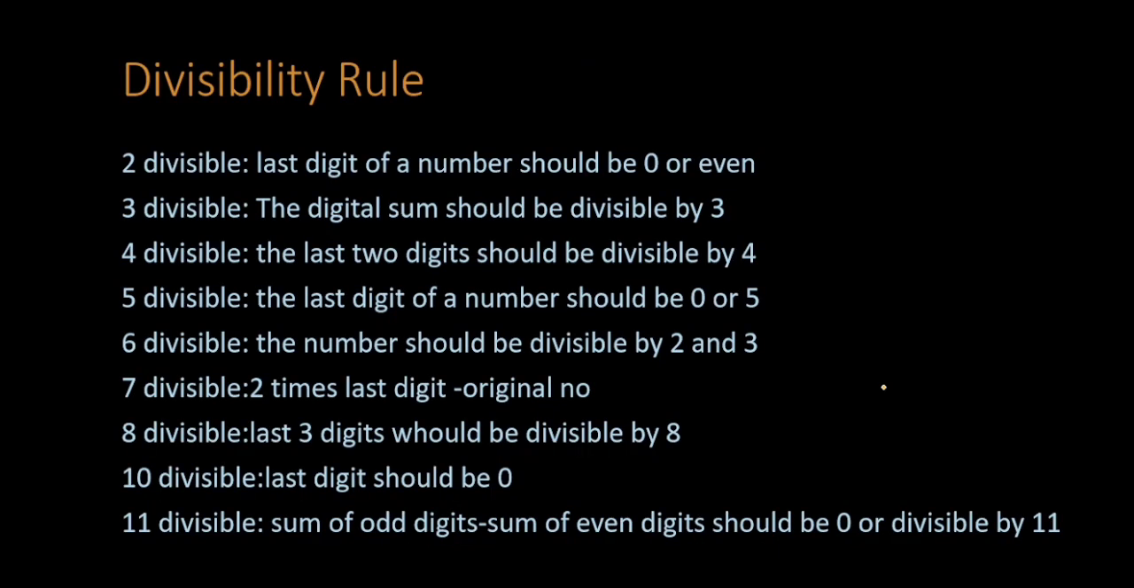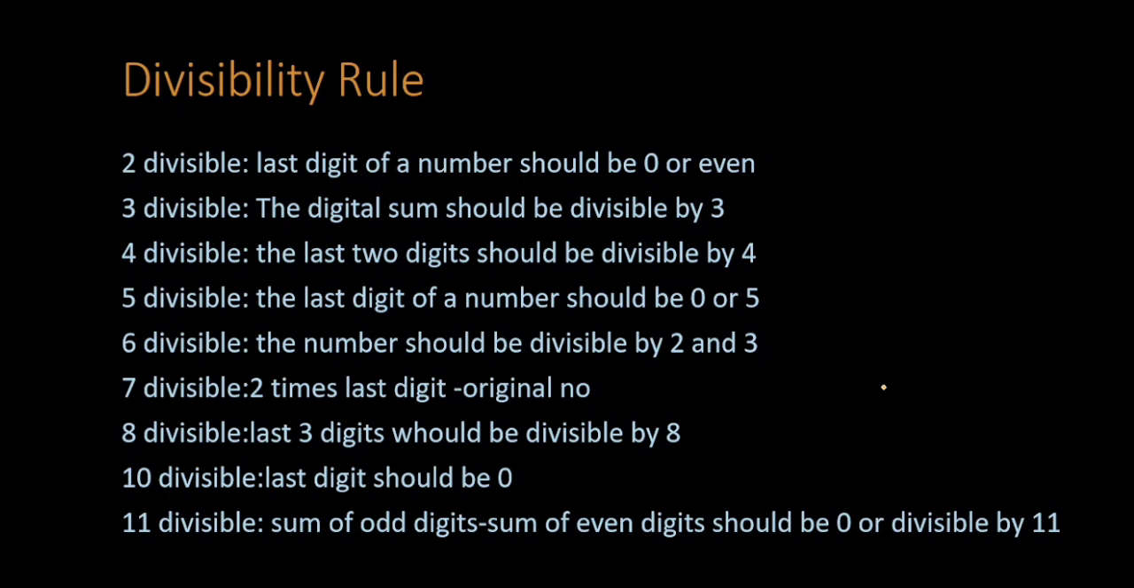Now, when a number has to be divisible by 2, the last digit should be 0 or even. When the number has to be divisible by 3, the digital sum should be divisible by 3. That means the summation of individual digits has to be divisible by 3. When the number has to be divisible by 4, the last 2 digits should be divisible by 4. If it is divisible by 5, the last digit should be 5 or 0.